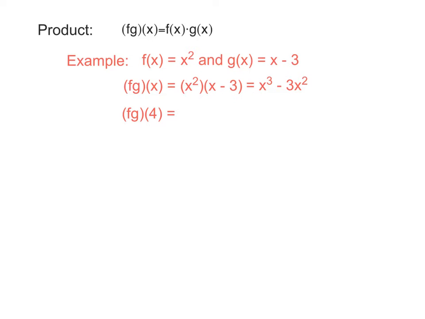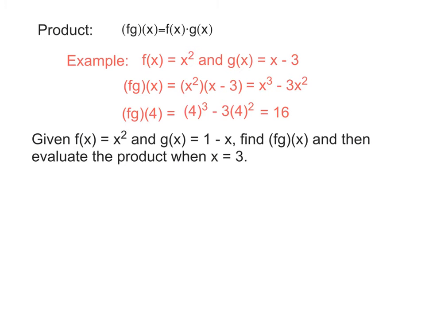So again, if you want to evaluate this product function, fg, at x equals 4, 4 to the third power minus 3 times 4 to the second power. And the result would simply be 16.